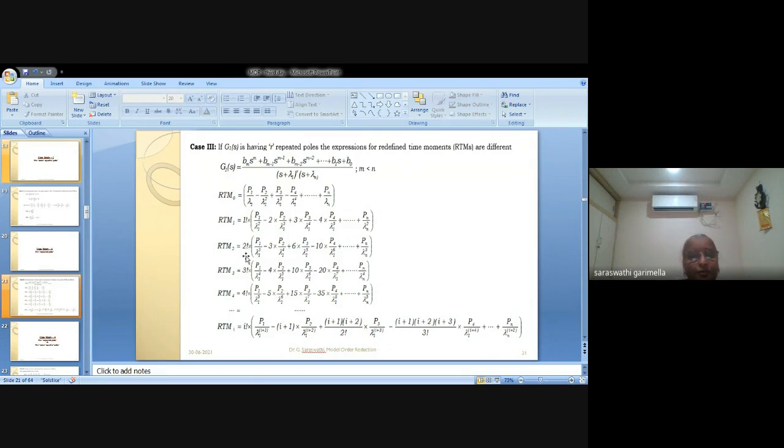So 2 factorial. If you go on repeating, you will get up to I factorial, and so on. This is a general term. You can see this as a series also. So you will get RTM I like this for repeated poles. And for non-repeated poles, it will be simple, like case 1.